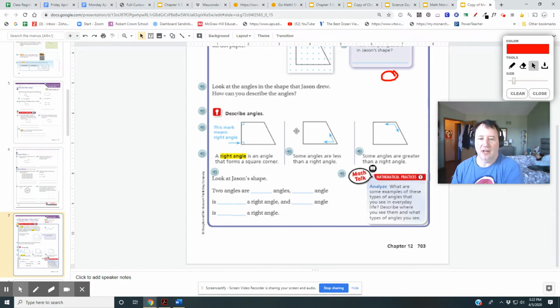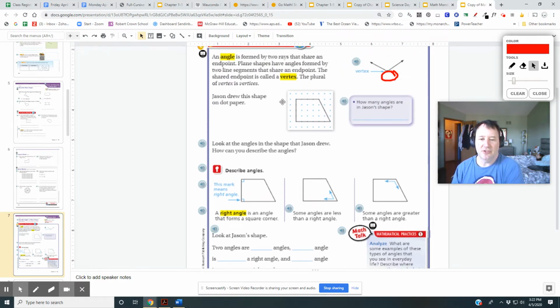So I want to look at Jason's drawing. Here's Jason's drawing. He has a total of 1, 2, 3, 4 angles. In Jason's shape, 2 of the angles are right angles, 1 is less than a right angle, and 1 is more than. So we have one that's acute and one that is obtuse.